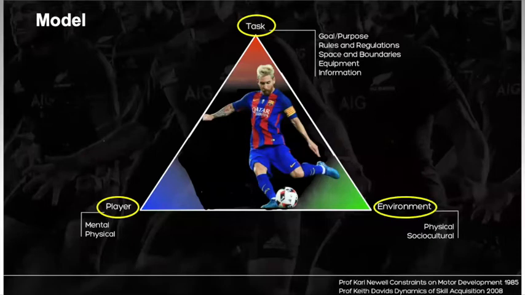And then in the corner, we've got the environment. The environment is the physical, so that might be the surface, the equipment, your balls, cones. It's important you manipulate the equipment regularly to try and stretch and challenge the players. And then underneath that, you've got the social-cultural.